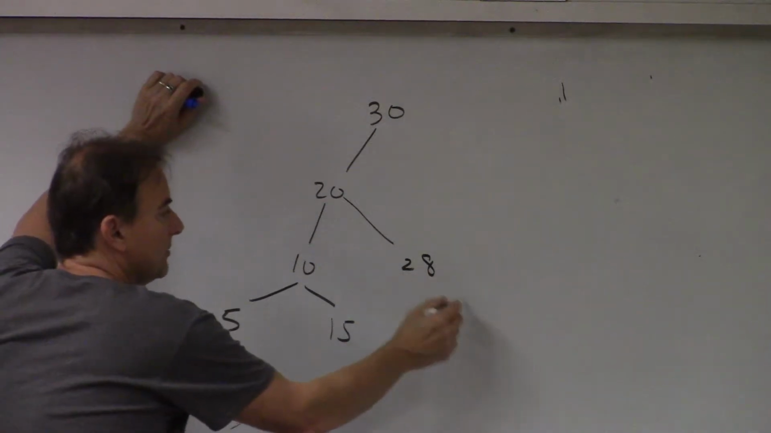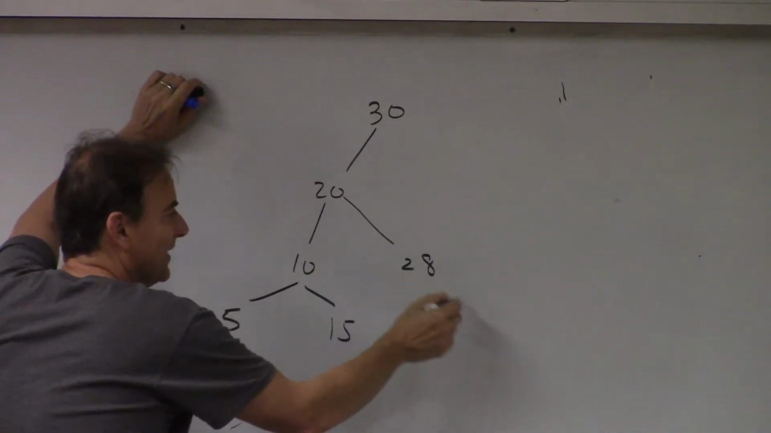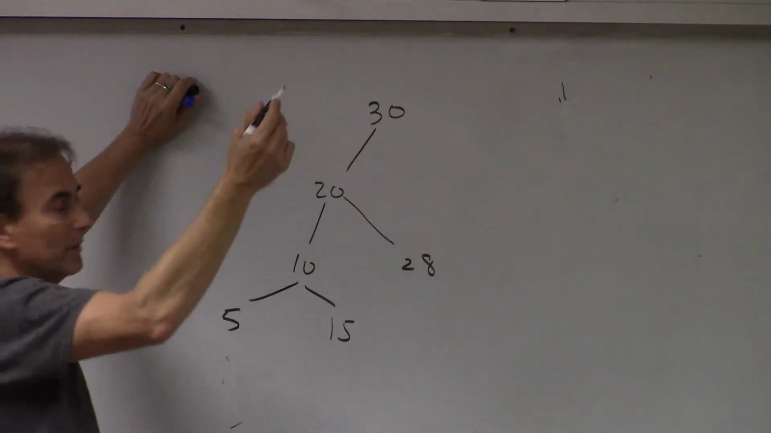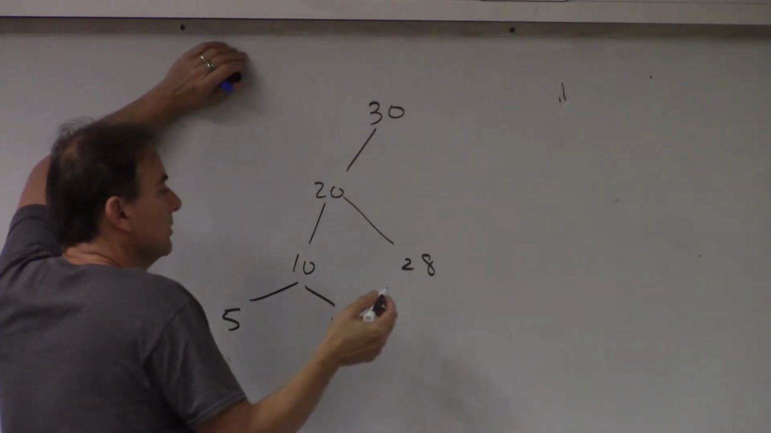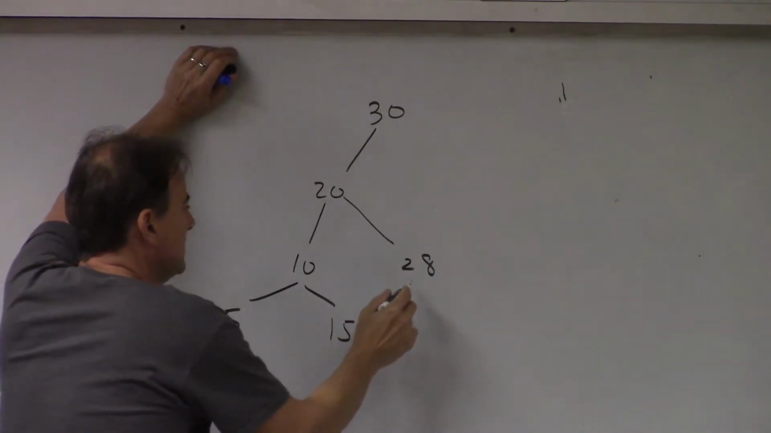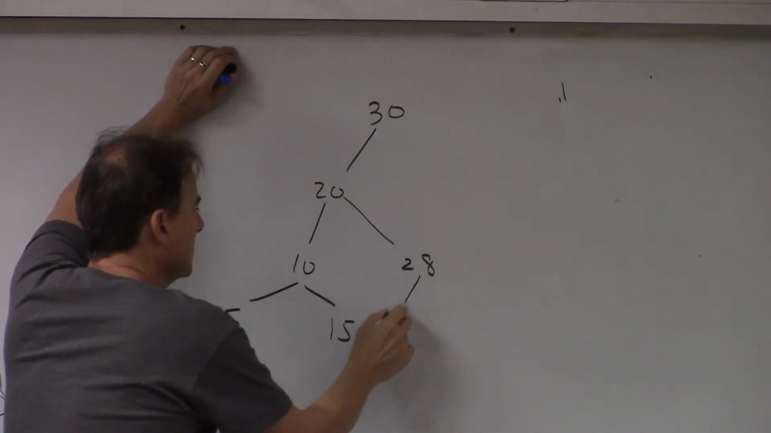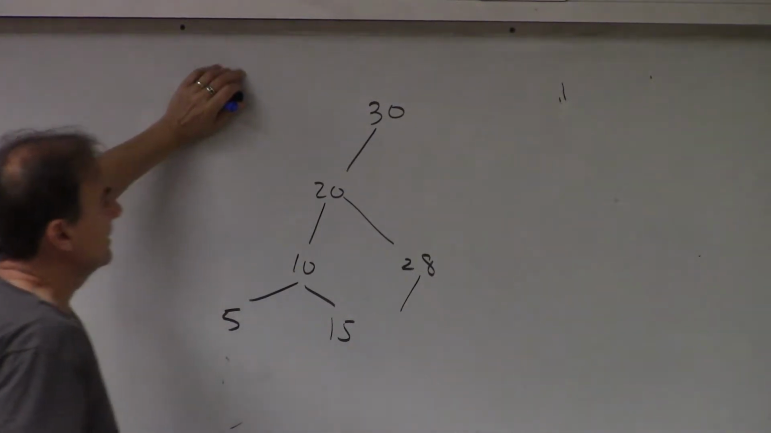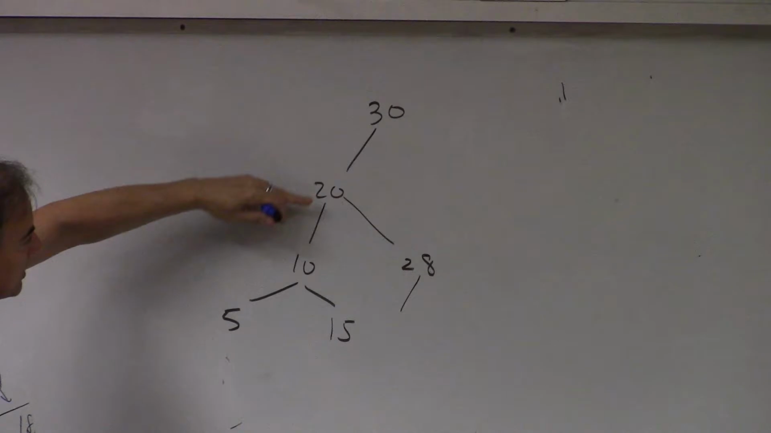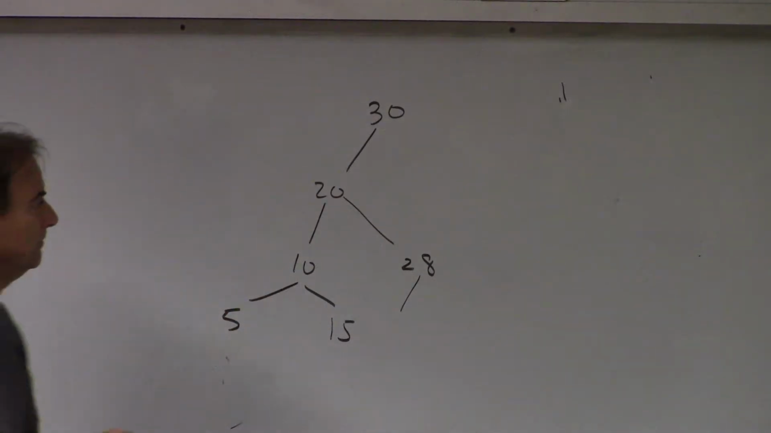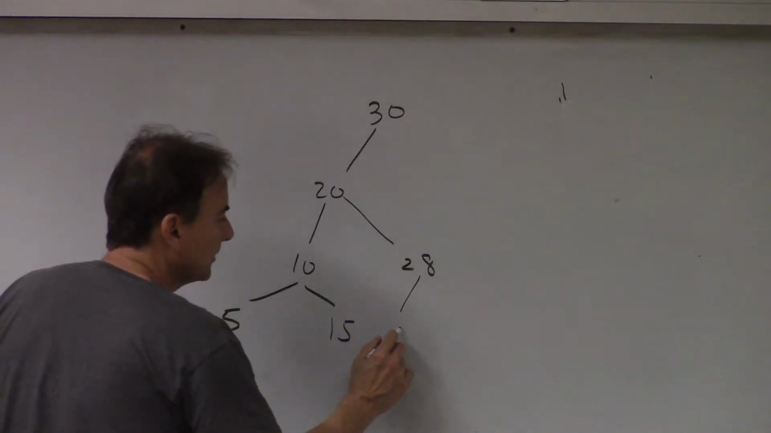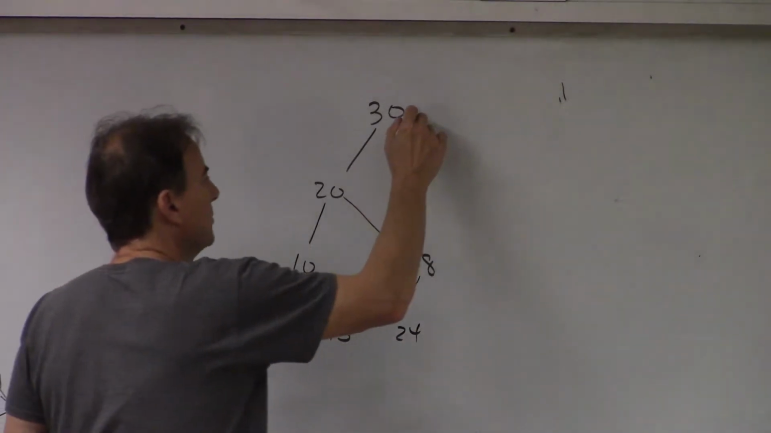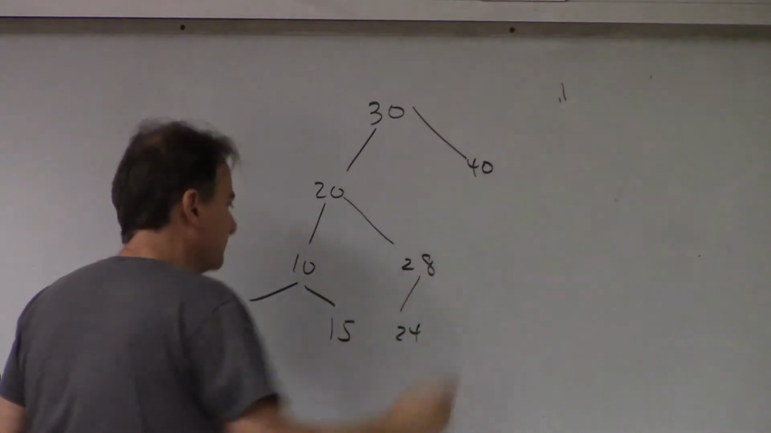What's the biggest number I can have here? 29 again, because I can't have 30 because it was 30. We're not going to allow duplicates. But so 29 would be the biggest one. Is there a smallest number here? Can it be 19? No, because 19 would go here. 21. So let's say 21. So let's make it, for example, 24. It's okay? Okay, and then let's add one more key here. Let's say it's going to be 40.